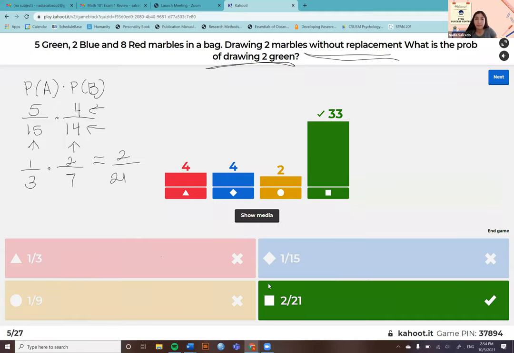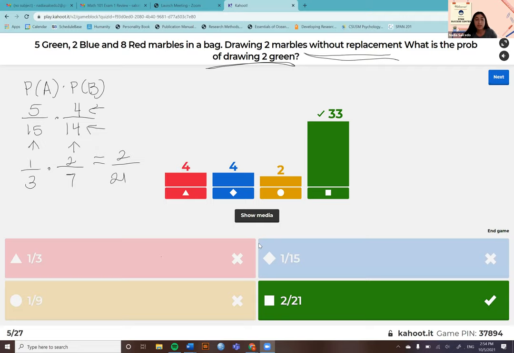So if you have any other questions, put them in the chat. This is an independent event because, or no, yeah, it's a dependent event, sorry. Because the second event changes based off the first one, since you pulled it out and didn't put it back, the probability of the second event changes. So that means it is dependent on the first event because you didn't put the marble back. But in the other case, it was independent when you put the marble back. Yeah, good question. Any other questions?